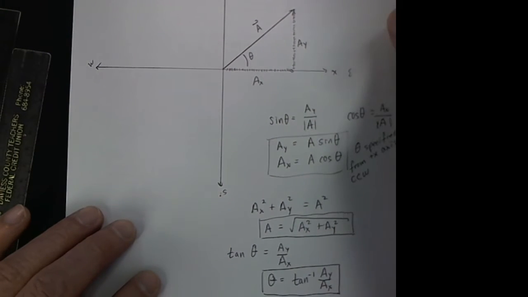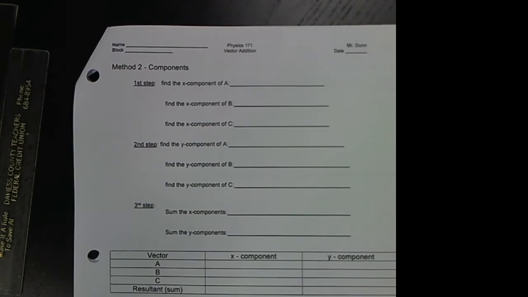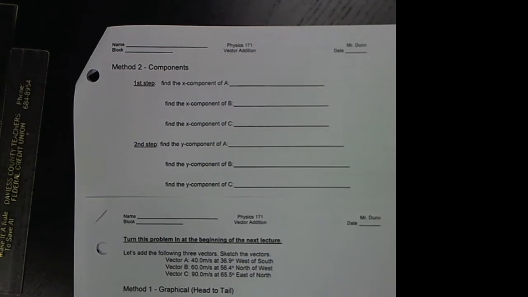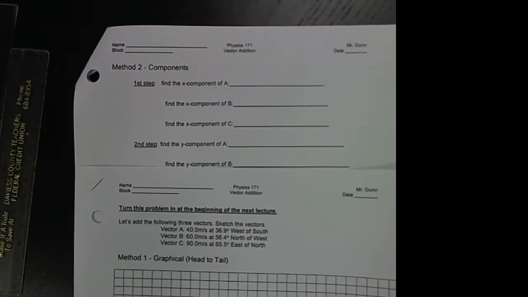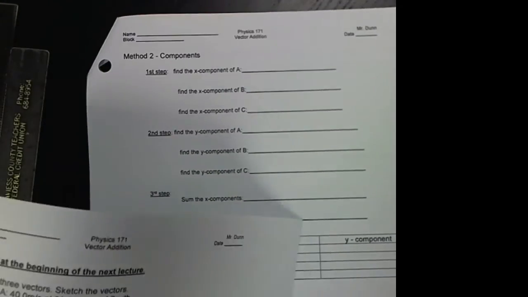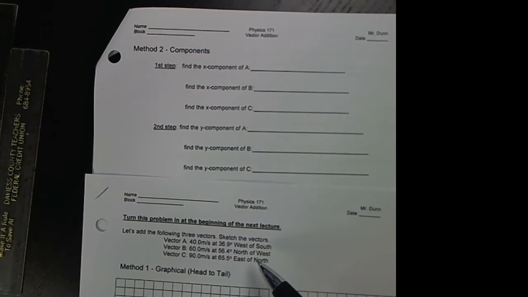The book's a little more thorough. This is really brief. But now I want to add these vectors by their components. The only tricky thing about doing that here is what I said about specifying the vectors from the positive x-axis going in the counterclockwise direction. Notice the first one that we saw was 40 meters per second at 36.9 west of south.